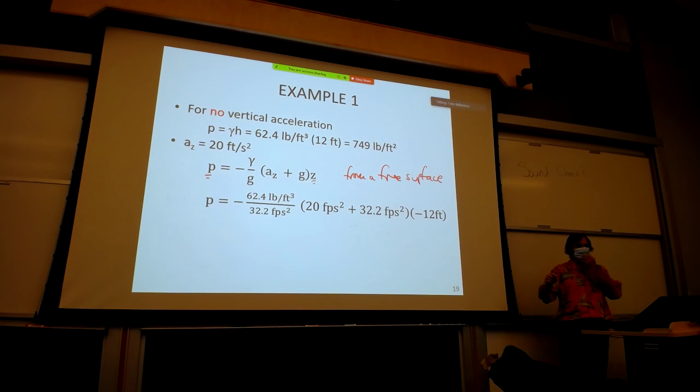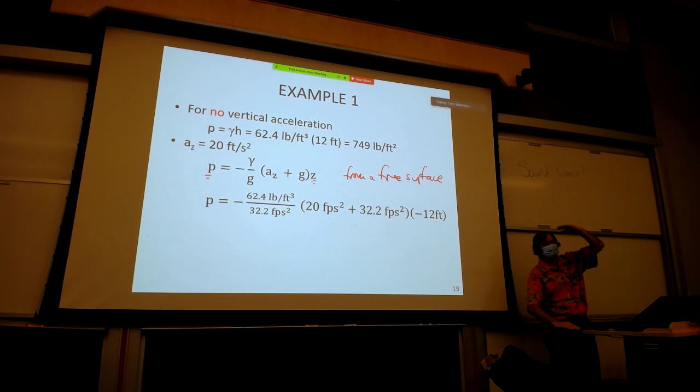And then Z, again, Z is 0 at the free surface, and at the bottom of the container, 12 feet down, Z is minus 12. Again, that's from integrating the original equation.